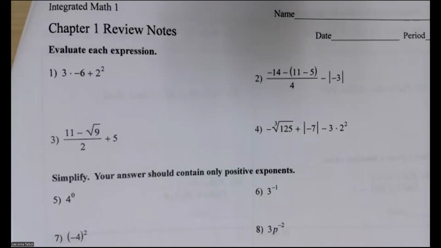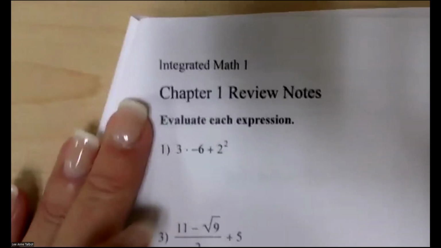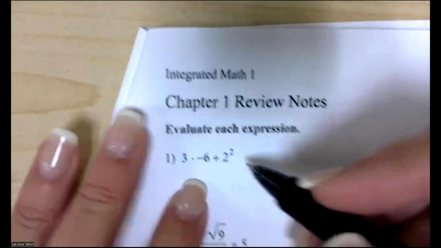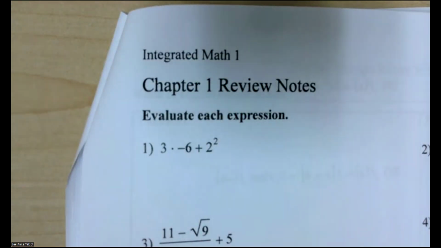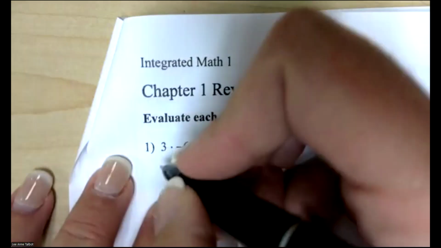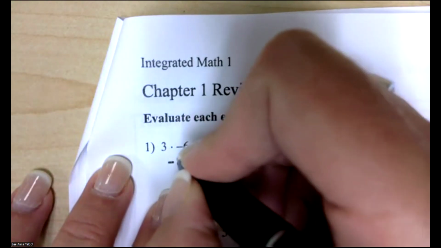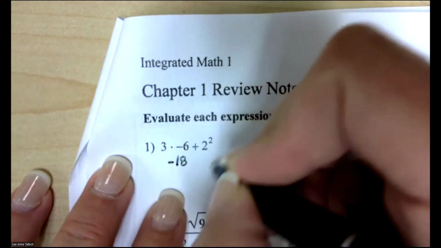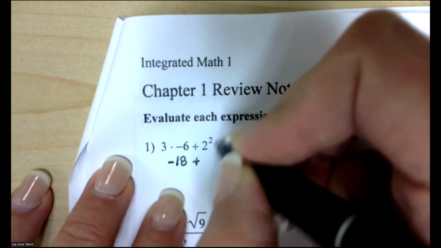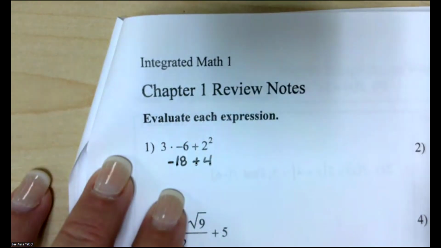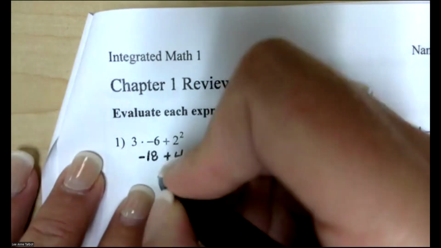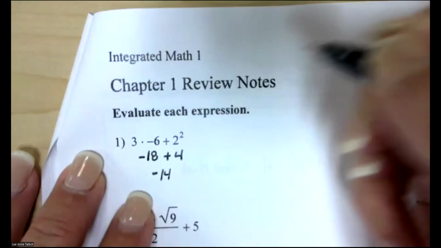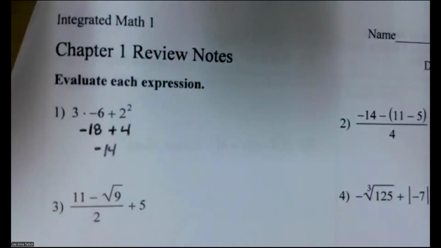So first test topic actually is order of operations. And so starting with number one, we're going to do all of these together, by the way, this whole thing. So 3 times -6 is -18. And then 2 squared is 4. And then -18 plus 4 is -14.